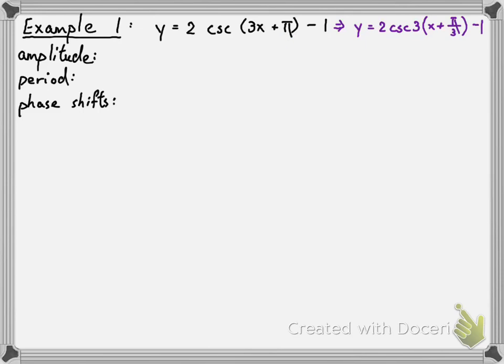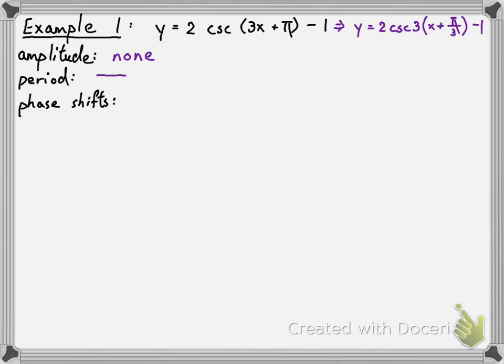Amplitude. There is no amplitude of cosecant function. Since we do not know the highest point nor the lowest point, we cannot find the distance from the highest point to the midline. Or we can say that we cannot find the distance from the lowest point to the midline.